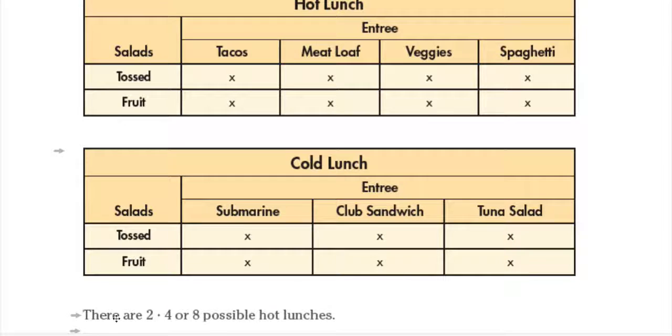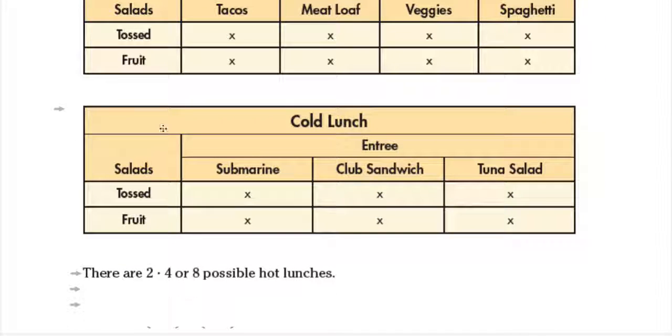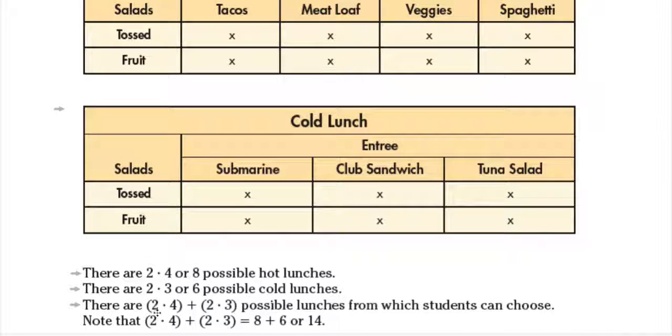And if you notice, there are 8 possible hot lunches, and there are 6 possible cold lunches. So if you add them up, there are 2 times 4 plus 2 times 3 possible lunches from which students can choose. Note that 2 times 4 plus 2 times 3 is equal to 8 plus 6, or 14. Pretty simple analysis there. And let's figure out what it all has to do with the distributive property.